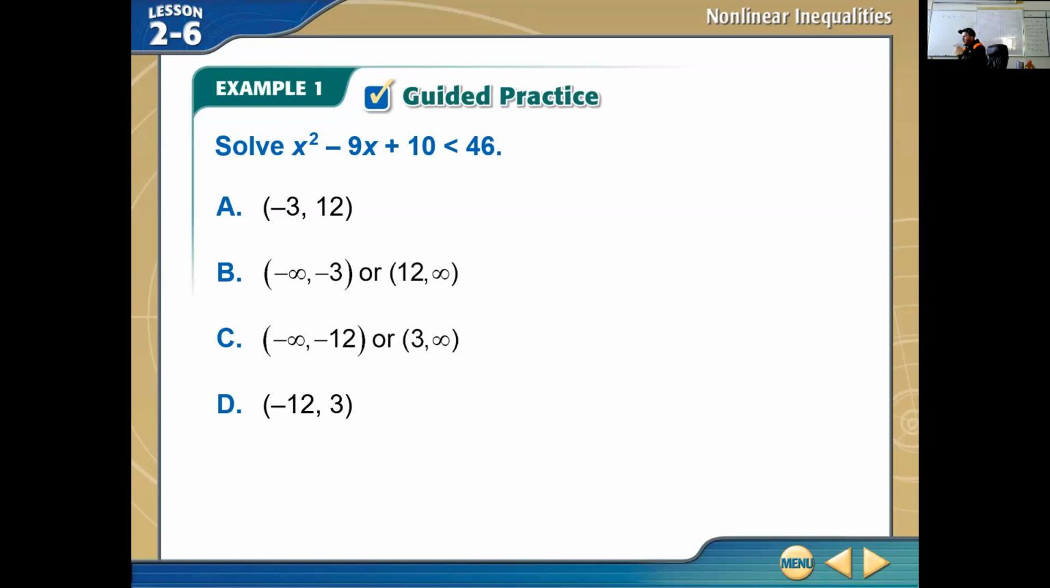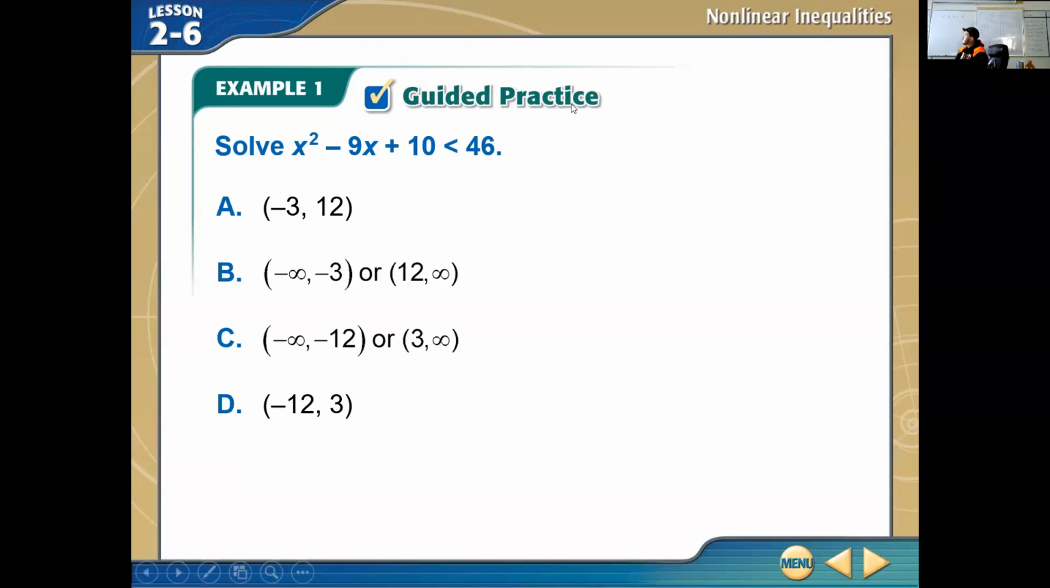Because my left end behavior, as x goes towards negative infinity, f of x goes towards positive infinity. And as x goes towards positive infinity, f of x goes towards positive infinity. So I can get a good picture of it just by looking at that polynomial.